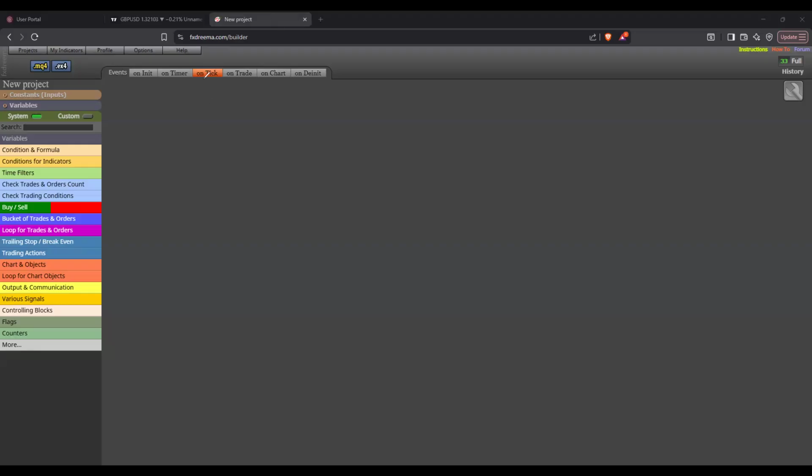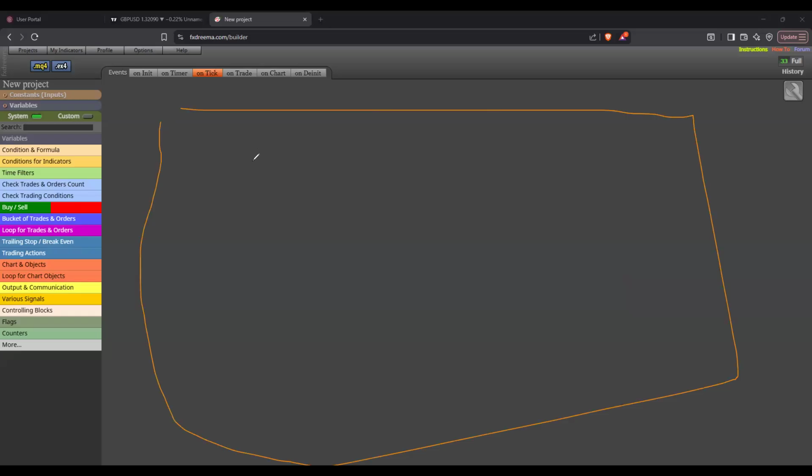So basically, most of the time, we're going to be working on tick. What this means is any code or any building block you place on this workspace under on tick, the EA will execute at every price tick, that is almost every second. At every price tick it will be executing the code within here. It will be looking to see if the function that you place here is valid.